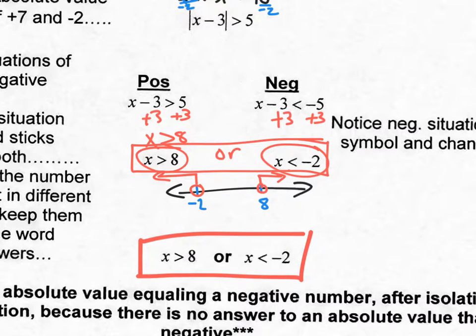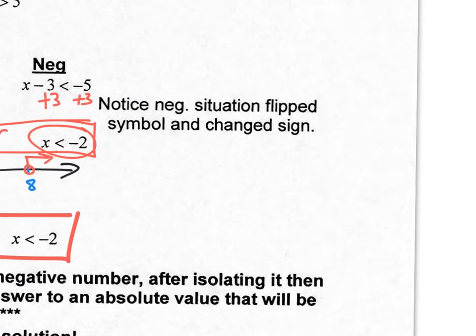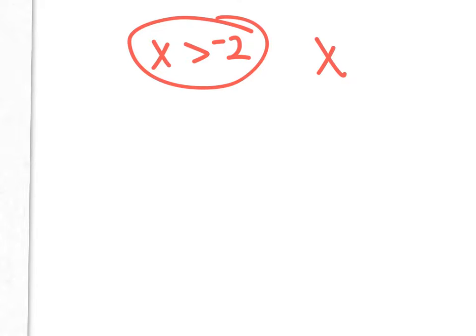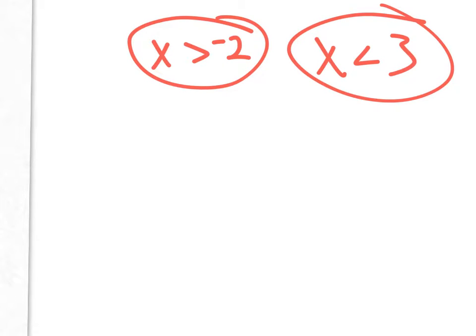Okay, now I might as well do a little example of when you will have the areas together. Let's say I was working out my positive and my negative situation, and I got one answer that was x is greater than negative 2. And let's say I got another one, x is less than 3. So let's say we got those two answers. Now, you need to determine whether you're going to put the word or between them or not. Let me erase it because I'm not sure.